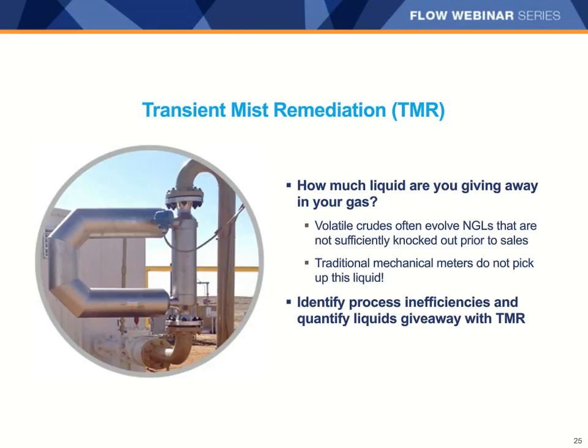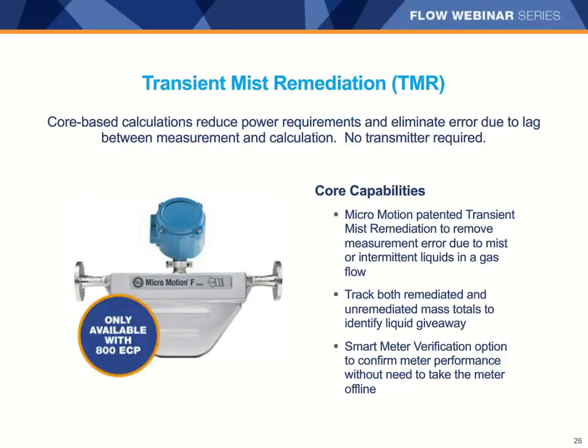So TMR is available only with 800 enhanced core processors. It's not available in the 700 core. And it removes that measurement error due to mist or intermittent liquids, so it provides you a more accurate mass flow for your gas. But because it tracks both the remediated and unremediated mass totals, you can subtract those two to identify your liquid giveaway.